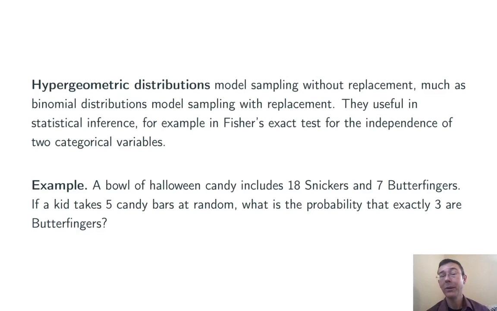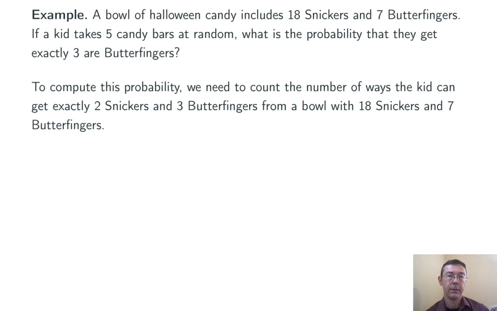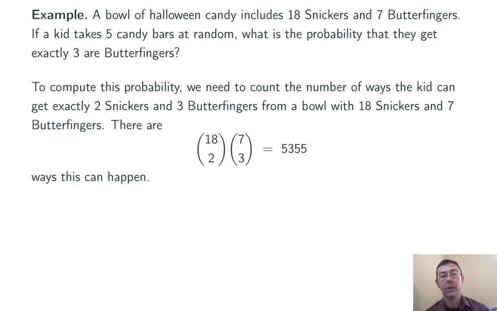A bowl of Halloween candy consists of 18 Snickers bars and 7 Butterfingers. A kid grabs 5 at random, obviously without replacement. What's the probability that they get exactly 3 Butterfingers? So we're going to compute this probability directly. First, we're going to count the number of ways the kid can get exactly 3 Butterfingers, and therefore exactly 2 Snickers. So let's look at the Snickers bars first.